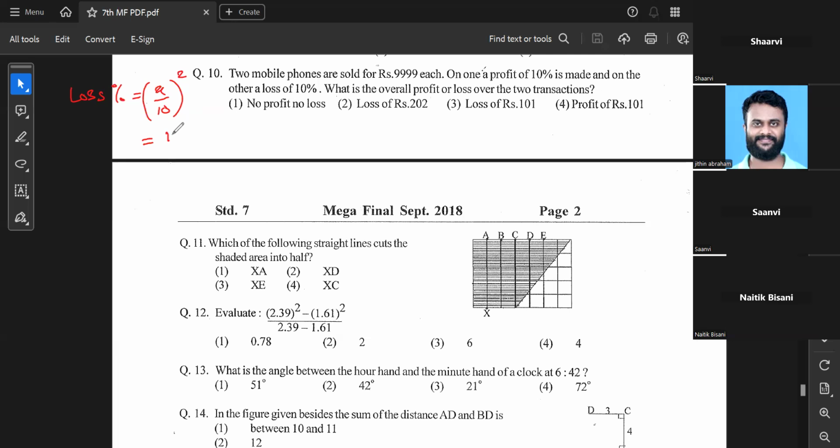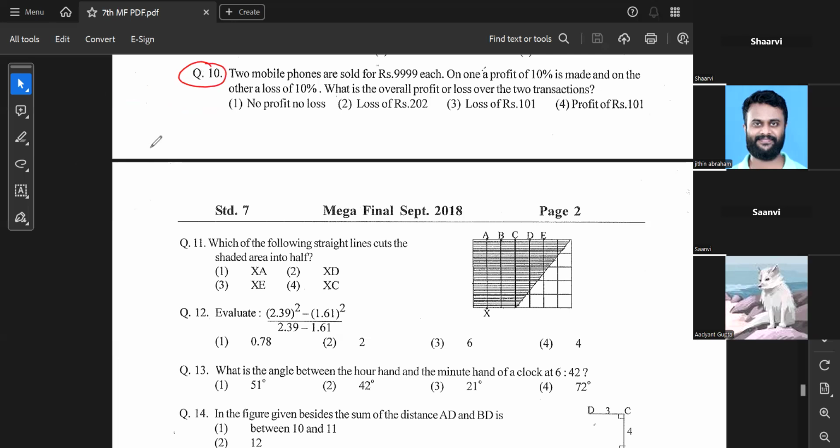But 1% of what? We should find the profit and loss on both. Somebody else was suggesting some other method, right? Can you please tell me that method again? Sir, I've got a method.